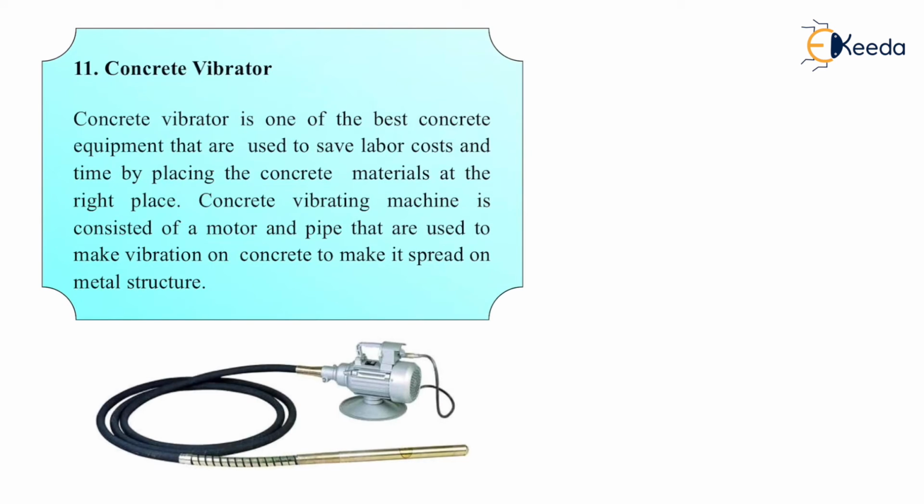And the next and main equipment is your concrete vibrator. The concrete vibrator is one of the best concrete equipments, used to save labor cost and time by placing the concrete material at the right place. The concrete vibrating machine consists of a motor and pipe that are used to make vibration on concrete to make it spread on metal surfaces.